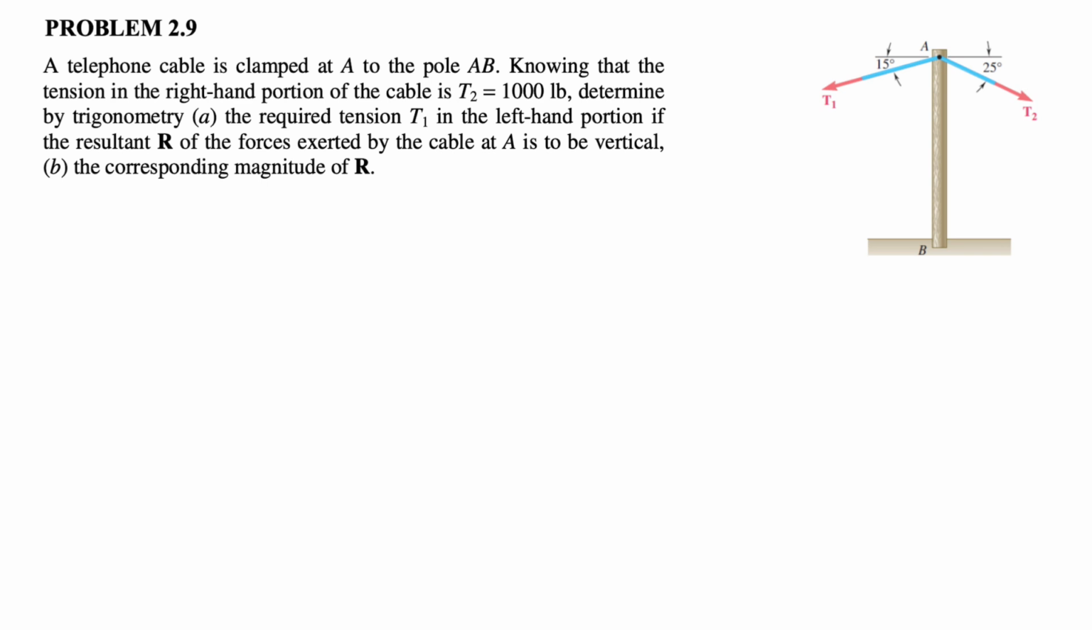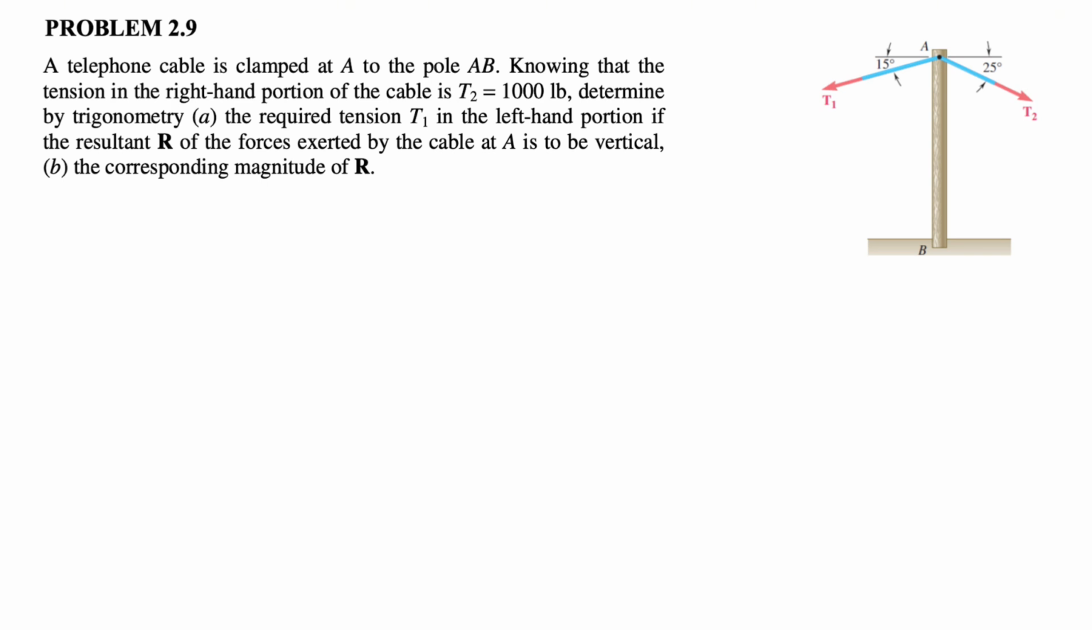We need to determine by trigonometry, A, the required tension T1 in the left portion, and we also know that the resultant of these two forces has to be vertical, so it will be a downward force with no x component, or I should say no horizontal component. And in part B, we need to find the corresponding magnitude of R.